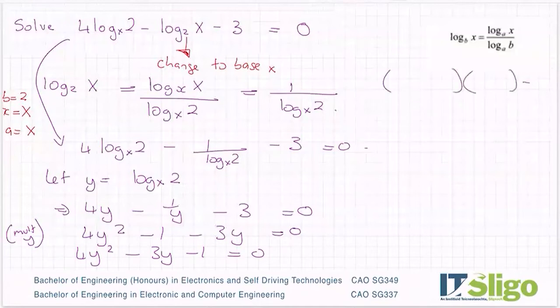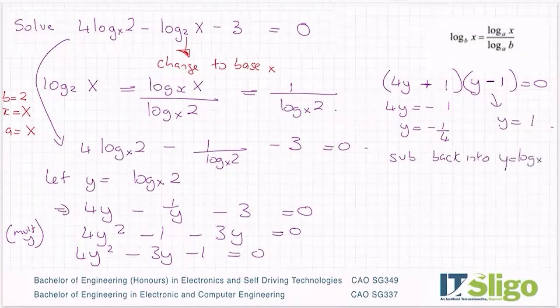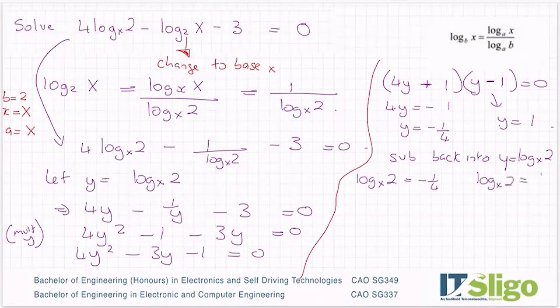Let's solve it. So I have 4y and y, the factors of 1, and I need minus 3y, so the minus goes there and the plus goes there. So 4y is equal to minus 1, y is equal to minus a quarter, and in this one, y is equal to 1. Okay, so sub back into y is equal to log to the base x of 2. Okay, and what do we get? Well, I get log to the base x of 2 is equal to minus a quarter, and I get log to the base x of 2 being equal to 1.